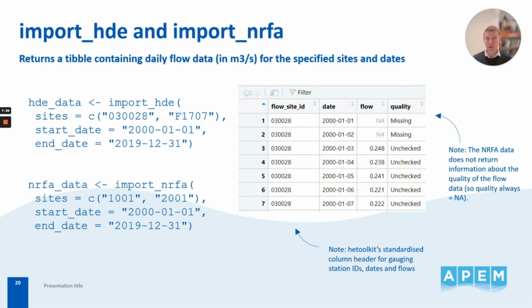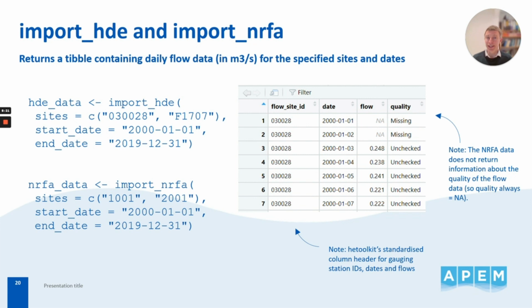These 2 functions work in a very, very similar way, and they both produce a table of flow data, that's daily flow data, in QMEX for the specified sites and dates. On the left, you can see an example of the code that we would use to run those functions in R. Starting at the top, we've got the import HDE function. To run that, we need to give it a list of site IDs for the particular gauging stations that we want data for. And then we can optionally also specify start and end dates, which just mean the data is filtered or truncated to remove anything before the start date and anything after the end date.